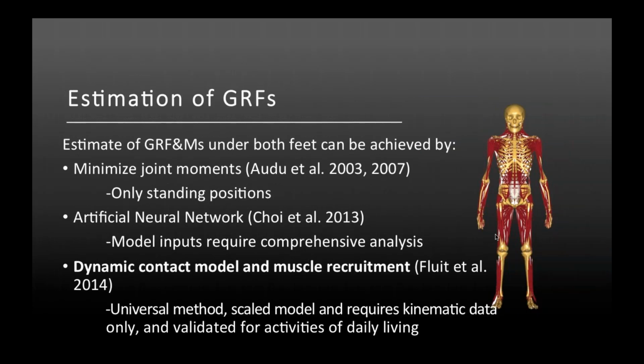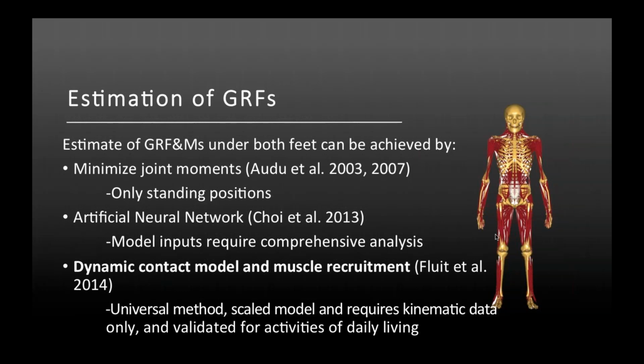So in that case, when you do the top-down and you're trying to find a way to estimate ground reaction forces, there are many options or solutions to this. One, you can do this by minimizing joint moments, like the work done years ago by Odoit and others, but that has only been validated in standing position. Or you can use artificial neural networks, as done by others in 2013. But when it comes to artificial neural networks, you need comprehensive work to come up with the input needed.